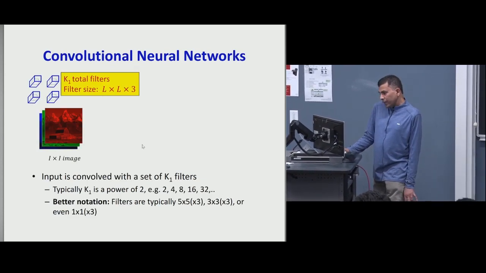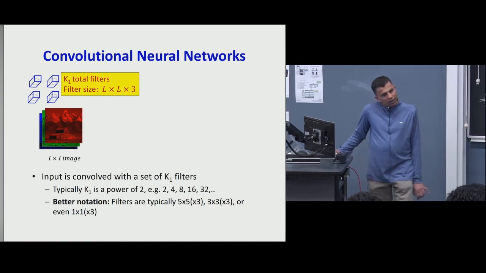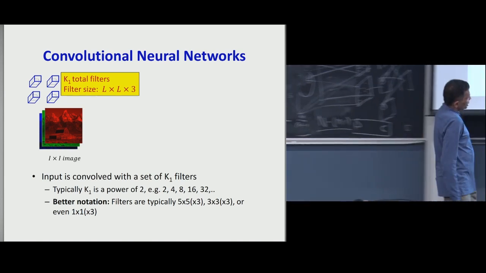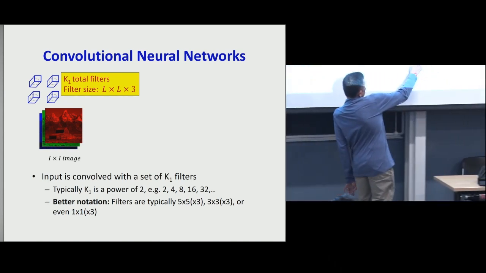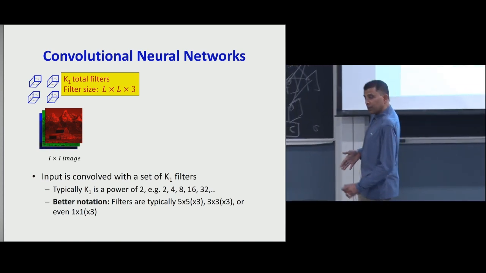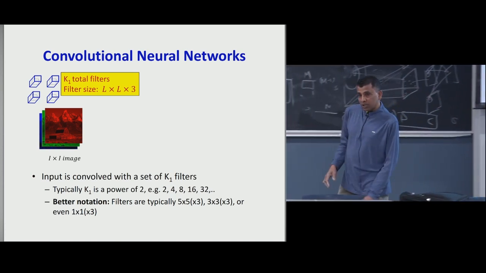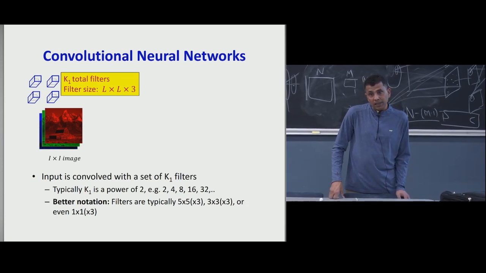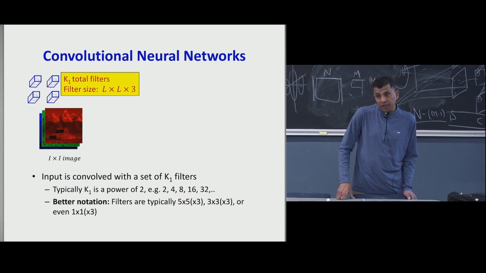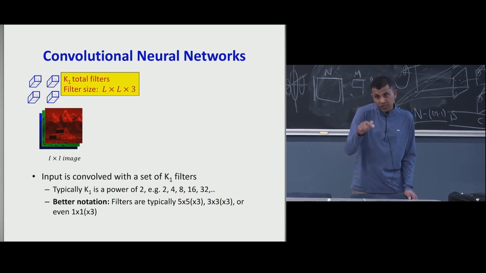So the input would be convolved with a set of K1 filters, each of a different size. A better notation is going to actually show you the size of the filter and the number of channels, the number of planes. Here this is an RGB image. So the 5 cross 5 cross 3 tells you that each filter really requires 25 times 3, which is what? 125 parameters, because it's 3 deep.